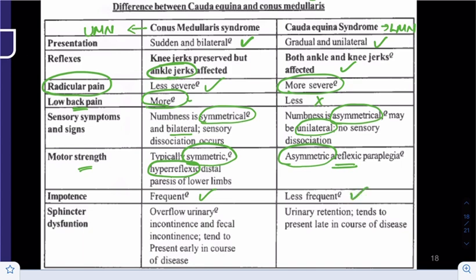And last and foremost, very important is regarding the bladder. In conus medullaris, remember always, the bladder involvement will be early in the course of the disease, and there will be overflow urinary incontinence and fecal incontinence. Whereas in cauda equina, you have urinary retention, right? And the involvement of the urinary bladder in case of cauda equina will be late in the course of the disease. So in conus medullaris, the bladder involvement is early, whereas in cauda equina, the bladder involvement is late.